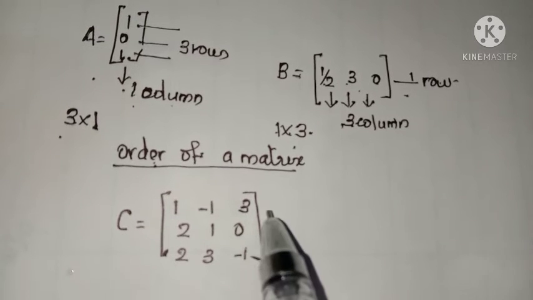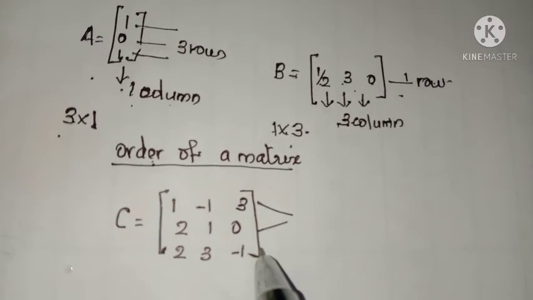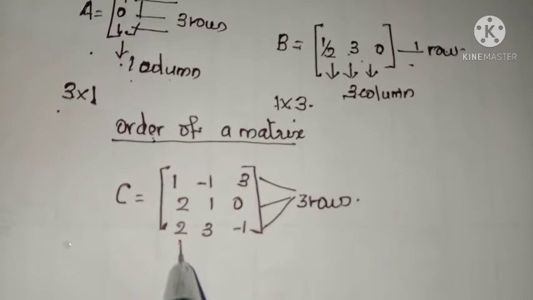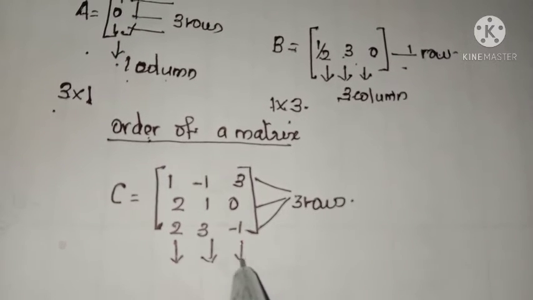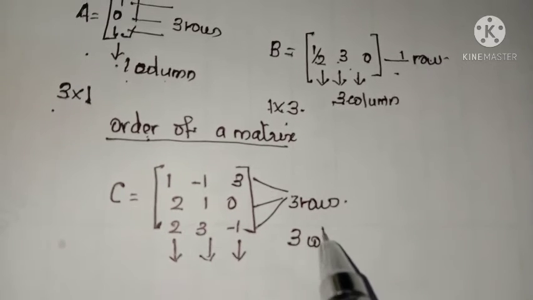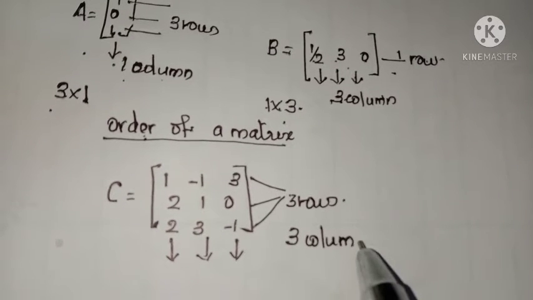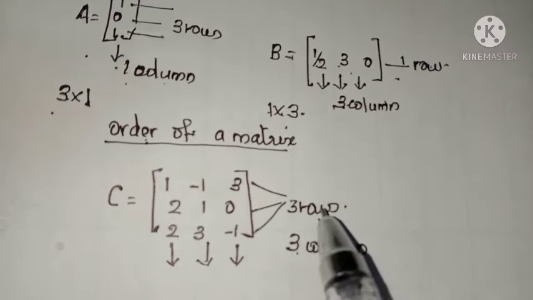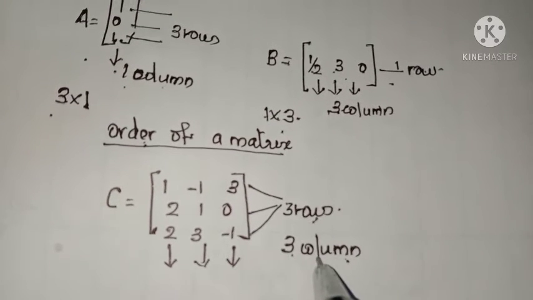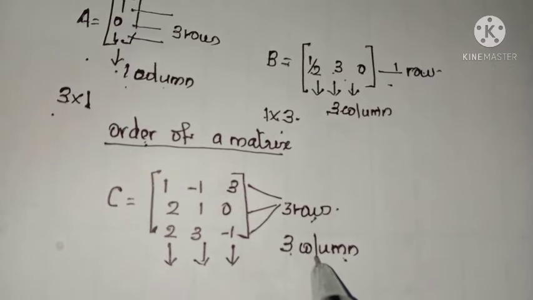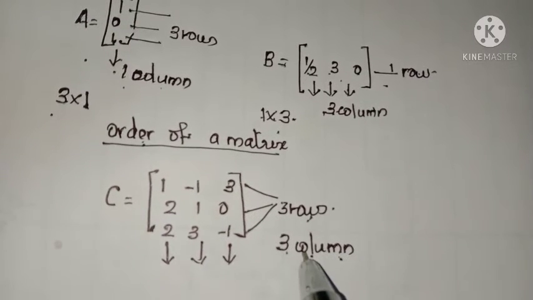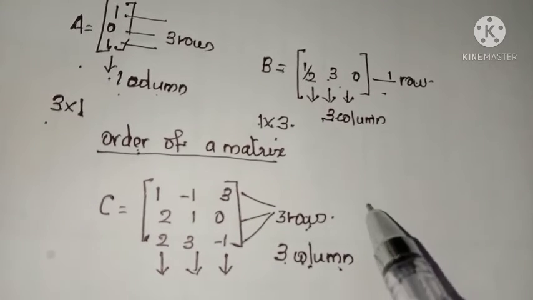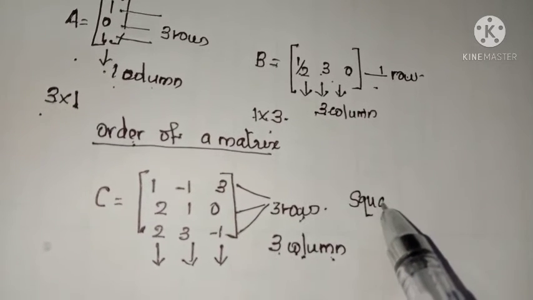How many rows are here? 1, 2, 3. 3 rows, isn't it? How many columns? 1, 2, 3. 3 columns. So the matrix C has 3 rows and 3 columns. That means the number of rows and the number of columns are equal. Such a matrix is known as a square matrix.